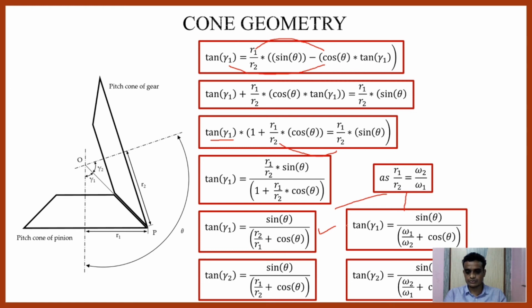In this way, we have to find out gamma 1 and gamma 2. That means the velocity ratio will be given to you, and theta will be given to you. From this you can find out gamma 1 and gamma 2.